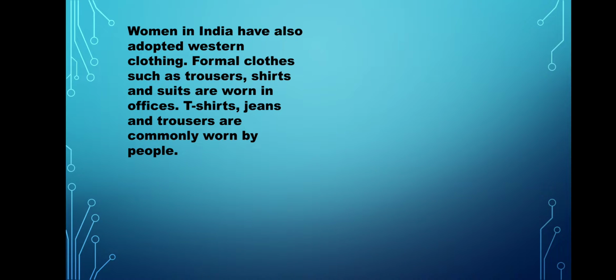Women in India have also adopted Western clothing. Formal clothes such as trousers, shirts and suits are worn in offices. T-shirts, jeans and trousers are commonly worn by people. Now, when we are going to office or somewhere, we wear formal clothes like trousers, shirts, suits. And commonly we wear t-shirts, jeans, very casual dress we can say.